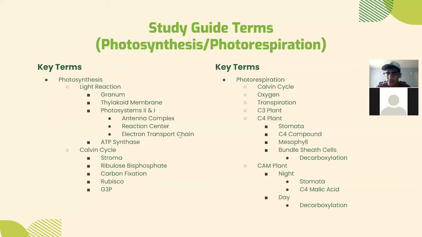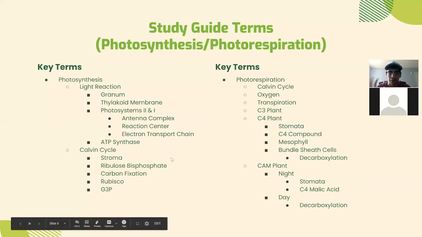trapped in the reaction center, and the reaction center is actually what's used to power the electron transport chain that sends the electron across and activates the hydrogen ion channel into the thylakoid membrane and activates the NADP plus conversion to NADPH. So that's the big rundown of the light reaction.